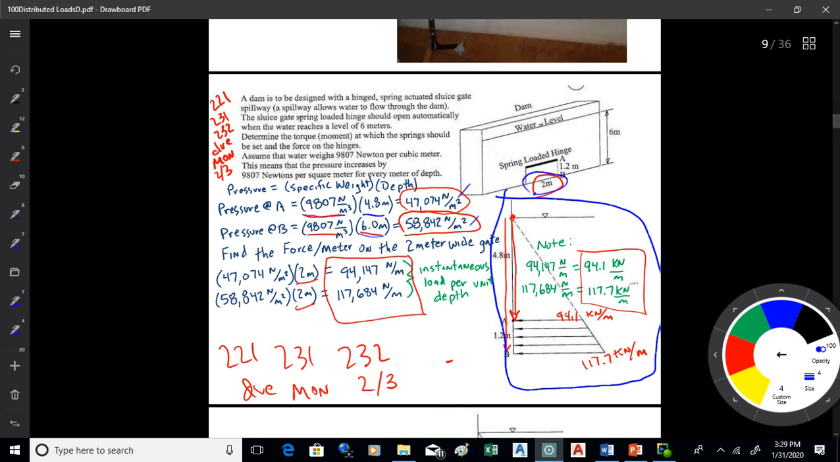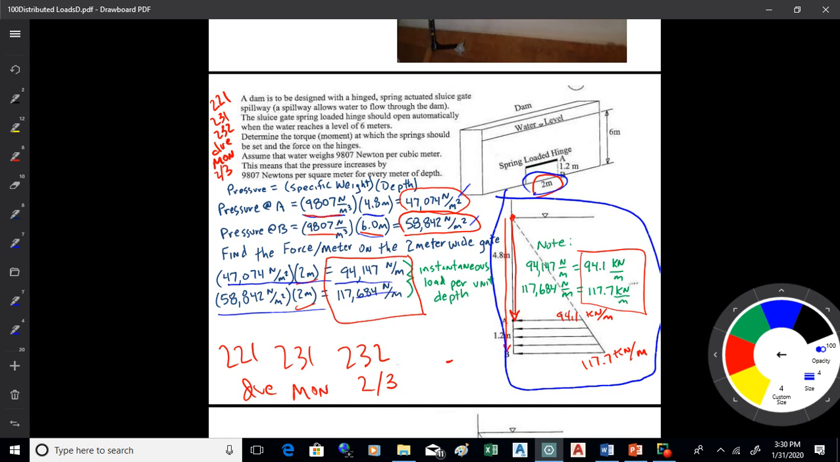Now our gate is 2 meters wide, so if we take that pressure and multiply it by the width of the gate, we take the width out of that pressure and turn it into a force per unit length. So if I multiply both of those numbers by 2 meters, I'll get to the instantaneous load per unit depth. Load is another word for force. When I convert that into kilonewtons per meter, at point A at the top of the gate, I get 94.1 kilonewtons per meter. At the bottom, I get 117.7 kilonewtons per meter.